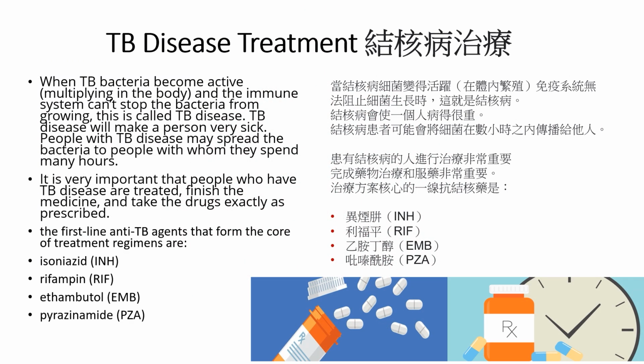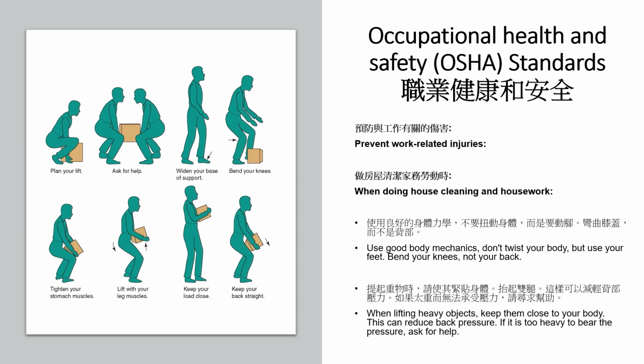When TB bacteria become active, multiplying in the body, and the immune system can't stop the bacteria from growing, this is called TB disease. TB disease will make a person very sick. People with TB disease may spread the bacteria to people with whom they spend many hours. It is very important that people who have TB disease are treated, finish the medicine, and take the drugs exactly as prescribed. The first-line anti-TB agents that form the core of treatment regimens are isoniazid, INH, rifampin, RIF, ethambutol, EMB, and pyrazinamide, PZA.